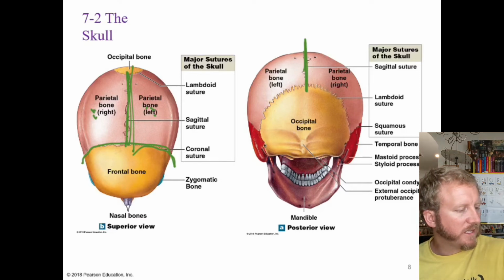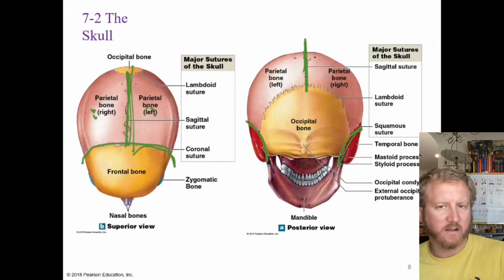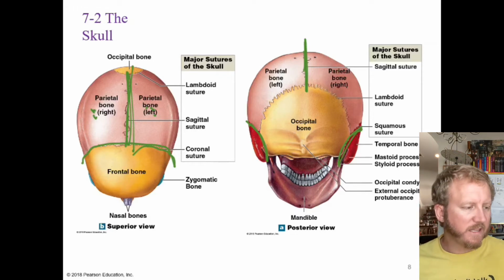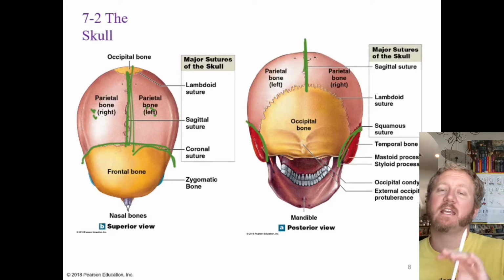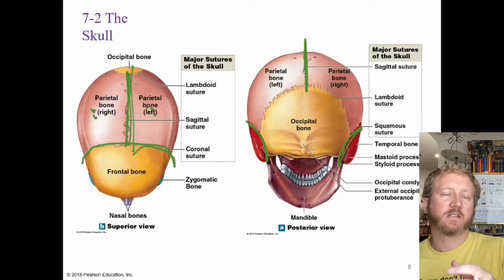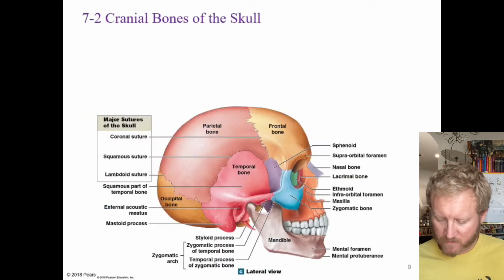And then the squamous suture, the last one in here, joins the temporal bones over here on the side with the parietal bone and the occipital bones. And these are immovable joints. And we'll talk about what that's like in infants. With infants, the skull is not solidified, and there's a couple of reasons why. We'll get into greater detail about that a little bit later.